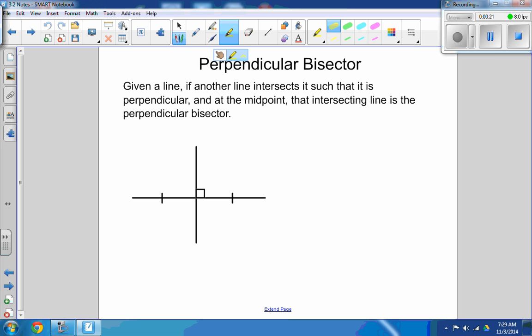So you can see here the two lines intersect at 90 degrees, and this line is at the midpoint of the other line. So you'll notice this other line is cut into two congruent segments. So it bisects it. Hence, perpendicular, 90 degrees, bisector cuts it in half.